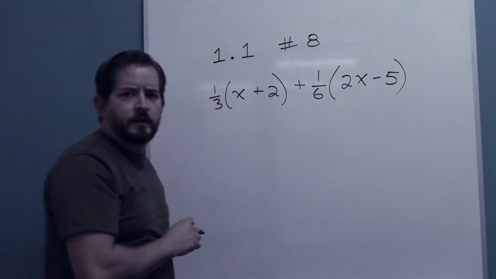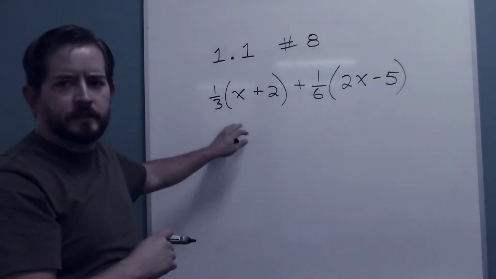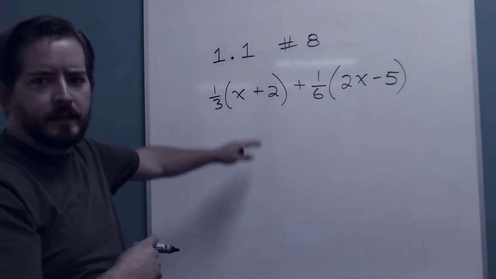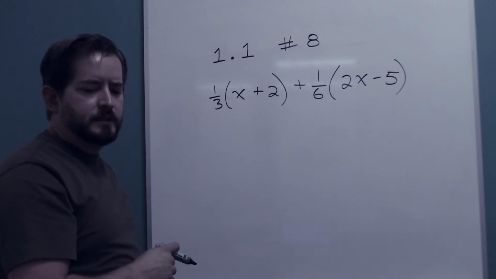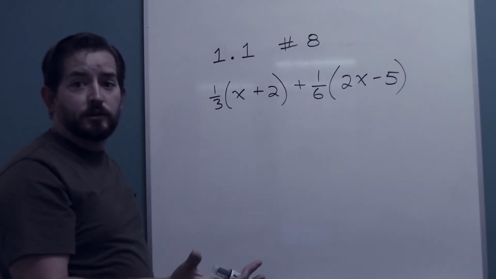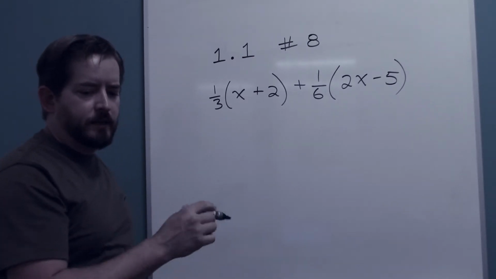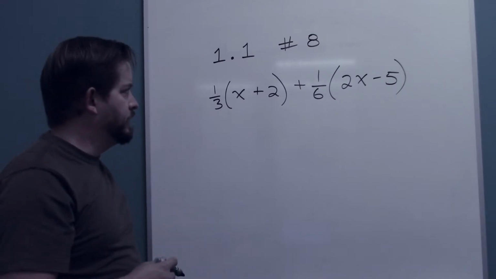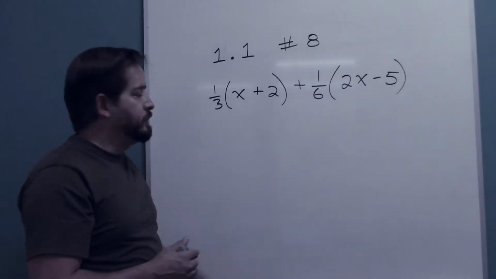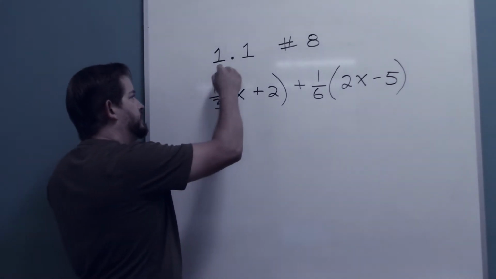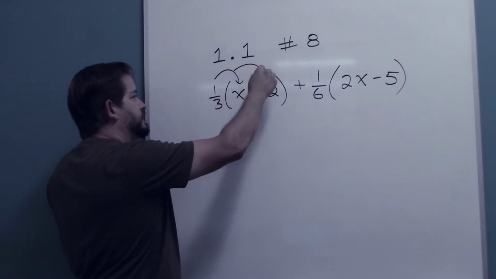We have limited board space here. When I get down to the bottom, I may have to start over and erase some stuff. I'll give you a notice before. This is going to be on YouTube, so you can pause it, write down whatever you need to catch up and re-go. But the first step here would be to distribute. So I would take and distribute this 1/3 through its set of parentheses.